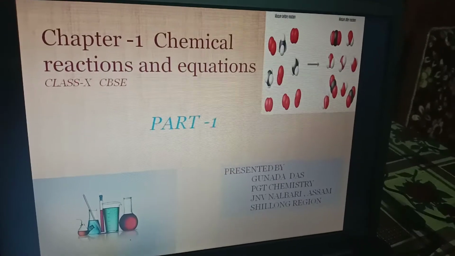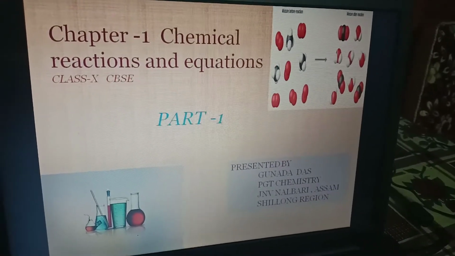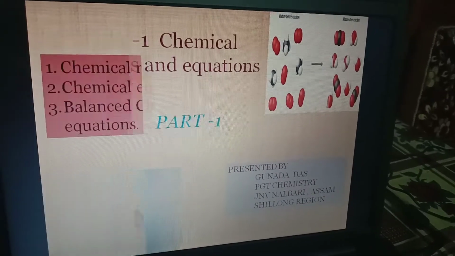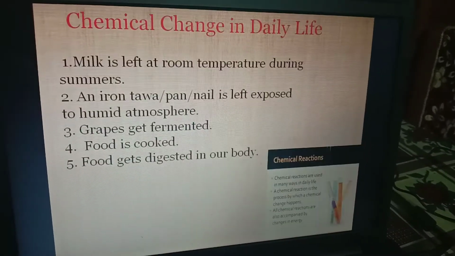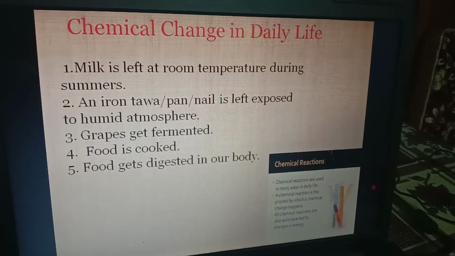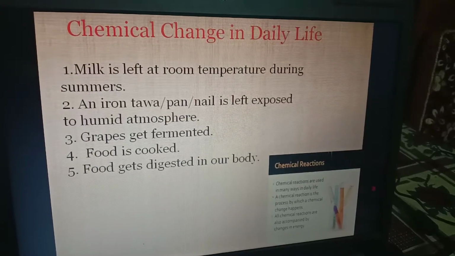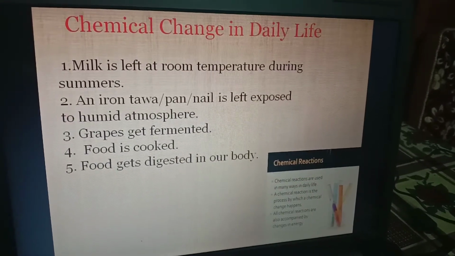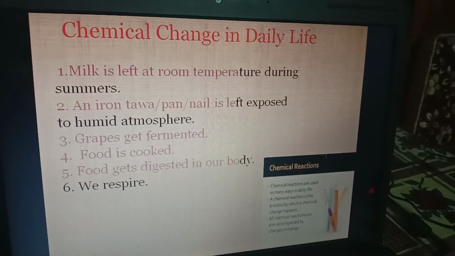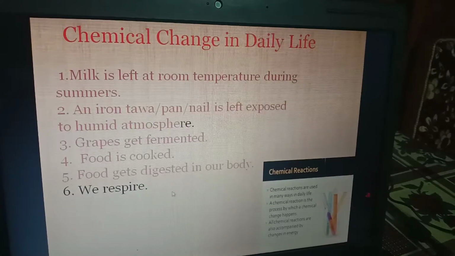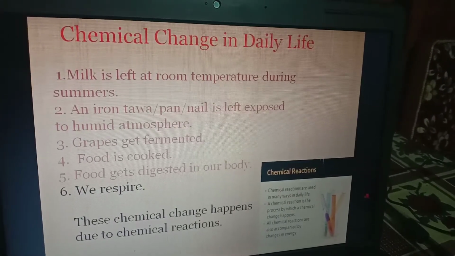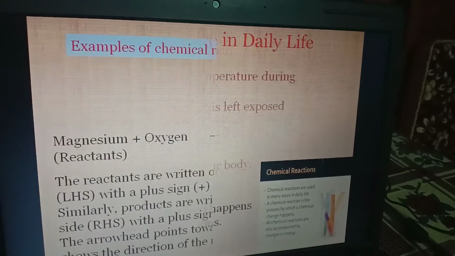In the earlier classes, you have learned about physical change and chemical change. In our day-to-day life, we have seen so many chemical changes. Like milk is converted into curd, iron is rusted, grapes get fermented, food is cooked, food gets digested in our body, we respire. These are all chemical changes. All this can happen only due to chemical reactions. So we can say that chemical change is a chemical reaction.